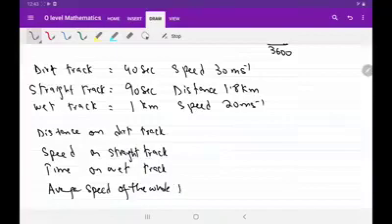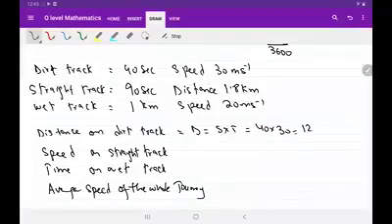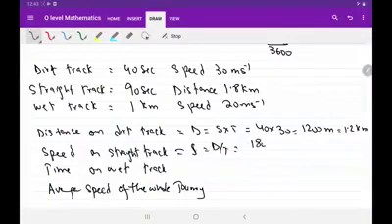Then to calculate the distance on the dirt track, we will apply the formula distance is equal to speed into time. That is 40 into 30, which is 1200 meters, which is same as 1.2 kilometers. Speed on the straight track is distance upon time. That is 1.8 kilometers, which is same as 1800 meters, for 90 seconds. Speed is 20 meters per second.